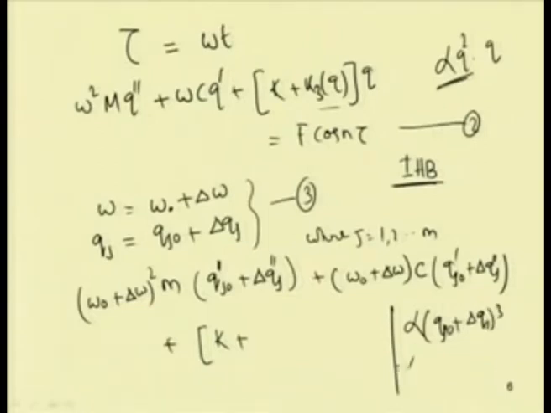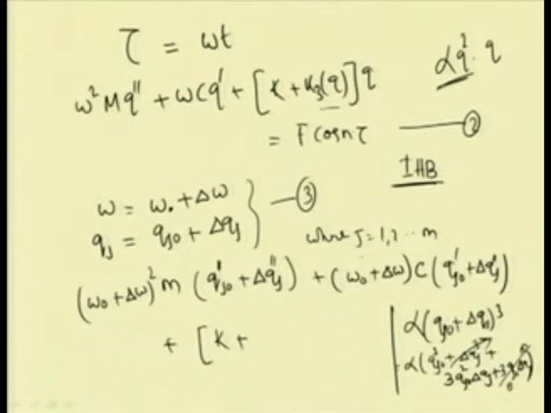This will be equal to alpha q j 0 cube plus delta q j cube plus 3 q j 0 square into delta q j plus 3 q j 0 into delta q j whole square. In this case I can neglect the delta q j cube and delta q j square terms. So the remaining terms will be alpha q j 0 cube plus alpha into 3 q j 0 square delta q j.